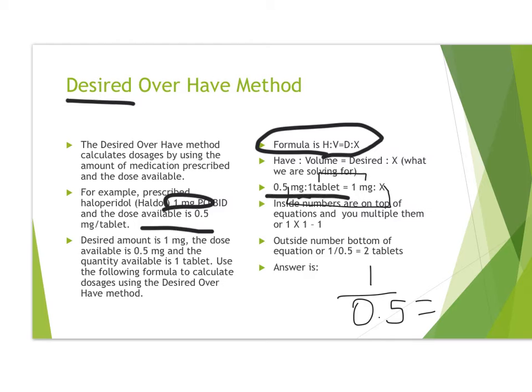And so this is pretty much how it always works. Top numbers are on top, or your inside numbers are on top, your outside numbers are on the bottom. And so then you simply have your calculation of 1 divided by 0.5. And so we know in order to give the 1 milligram, we need to do what? We need to give 2 tabs or 2 tablets.